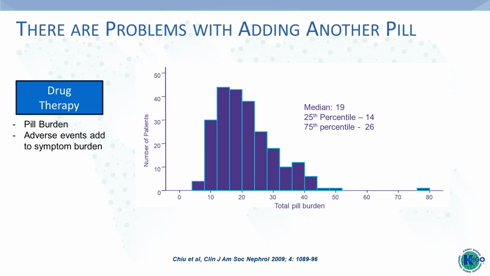And if you're going to add 1 pill for every symptom, we're going to exacerbate this pill burden. And then in people with kidney failure, medications can have side effects, and those adverse events add further to the symptom burden. So never say never, but the point is be careful when thinking of a drug to be prescribed for managing symptoms.